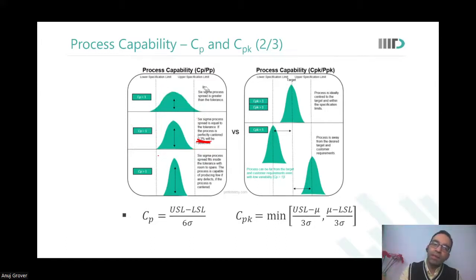Now, anything greater than 1 is also good, right? So why are we going for CP greater than 2? We will just see, wait 2 minutes. Let's look at the other parameter which defines process capability. Let us say that I actually have this CP equal to 2.